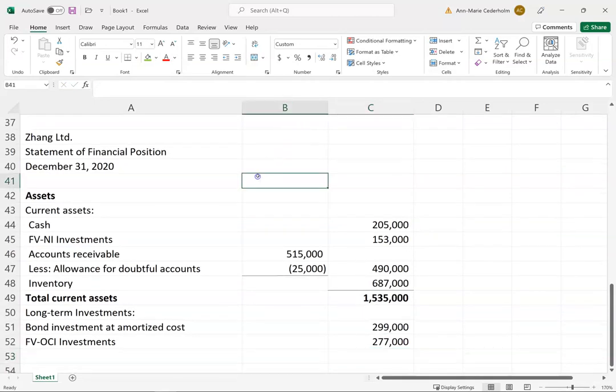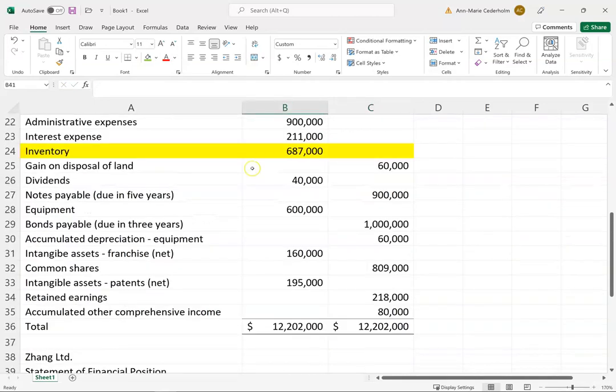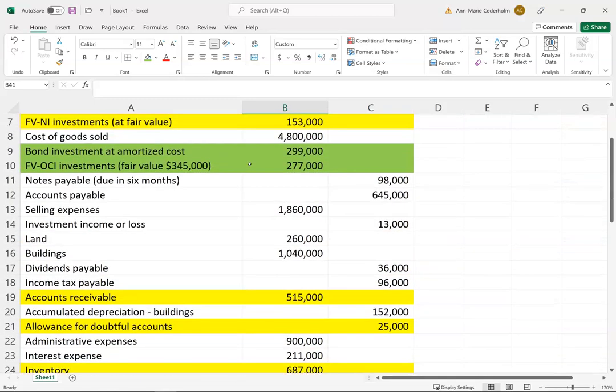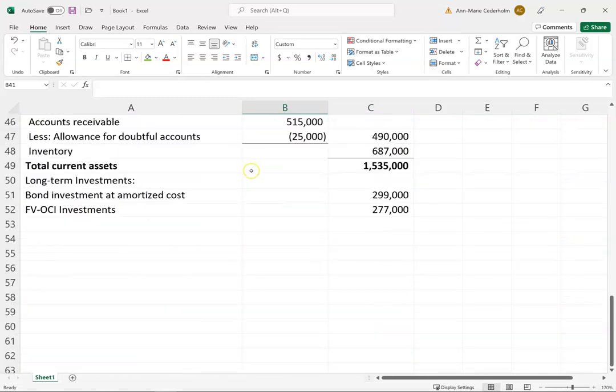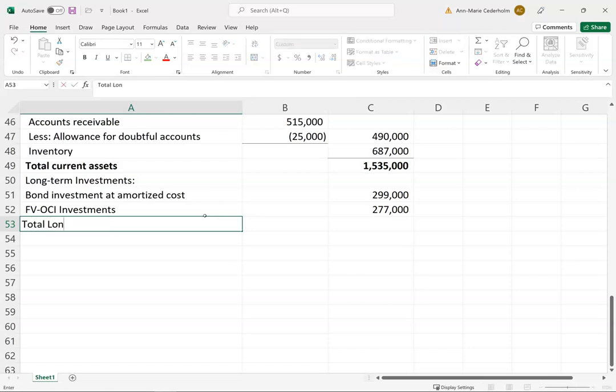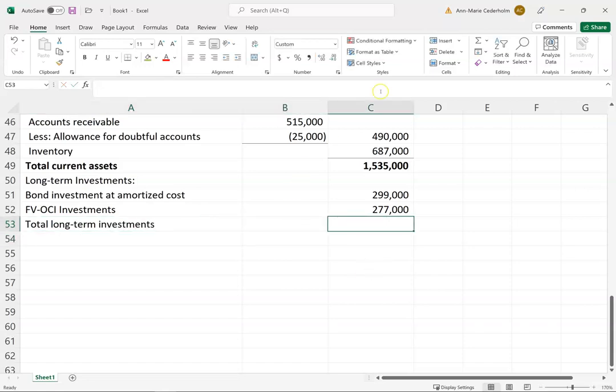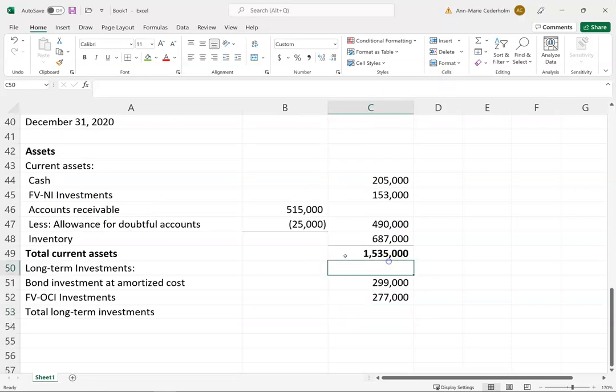Now, I didn't see any other investments, so I'll go ahead and assume that's all there is. And again, if you're wrong, you can always add more rows into here. Okay, so I'll just say total long-term investments. And I'm trying to keep to the same structure in your textbook. So let's just move this one over here just to be consistent.